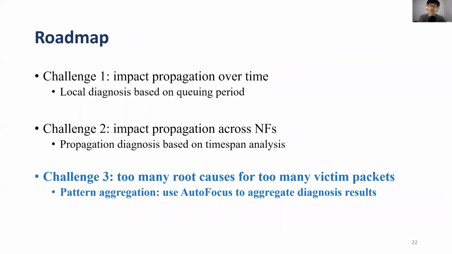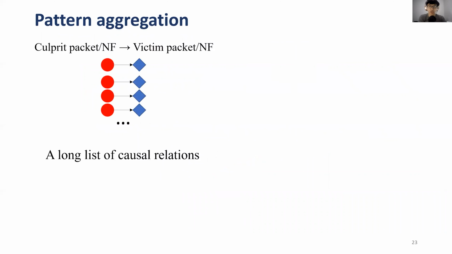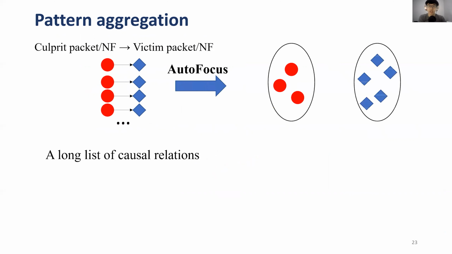Now let's look at the fourth challenge. Microscope runs pattern aggregation to generate a brief diagnosis report. After finding all the causal relations between the culprit and the victim, we find that there could be a very long list of causal relations. Therefore, the next step of Microscope is to aggregate them into a brief report. Microscope leverages the autofocus algorithm, which is an algorithm to find the hierarchical heavy hitters in traffic, to aggregate those causal relations into causal relation patterns.